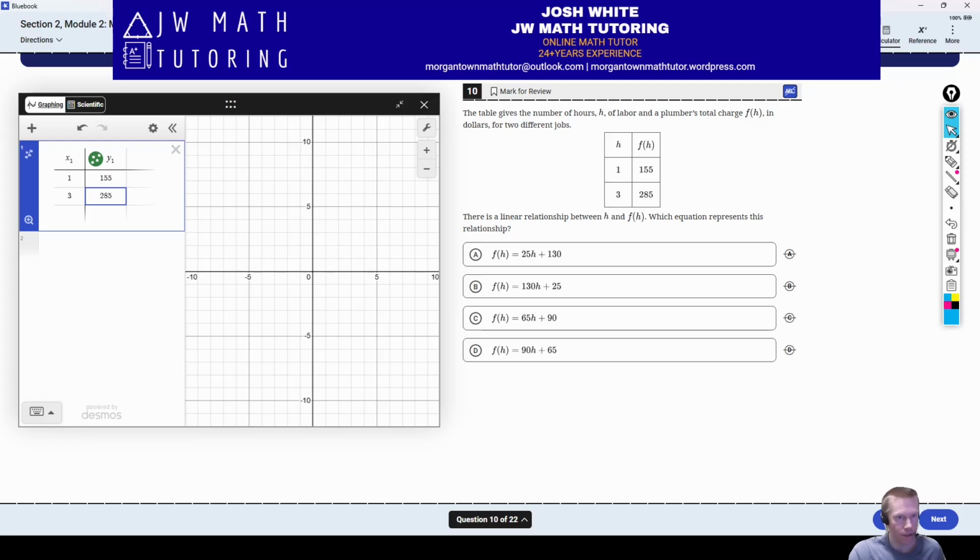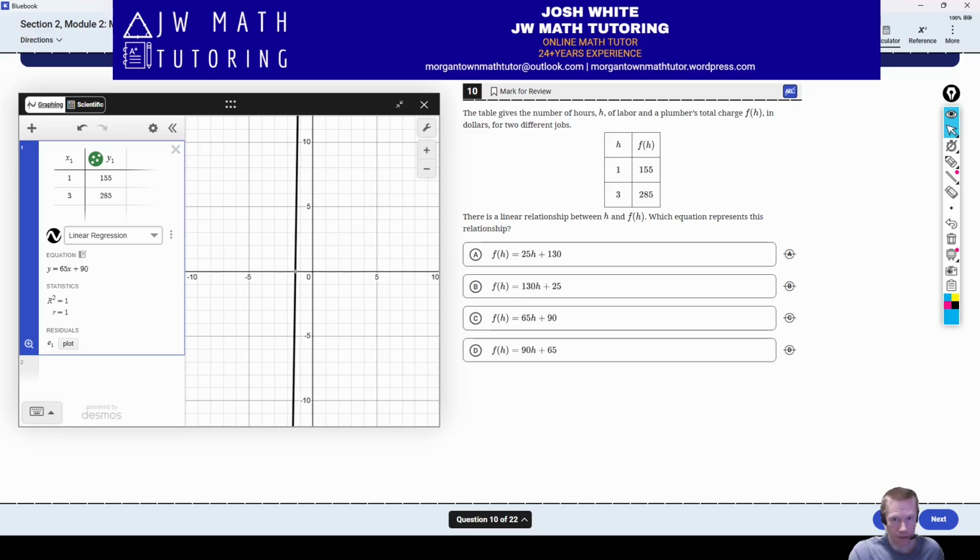Now, here you could click the regression button, and then it's automatically set to choose linear as the default, which is what we want. Notice 65x plus 90. In this case, it's h instead of x, but that doesn't matter. It's still the same equation here. It's going to be letter C.